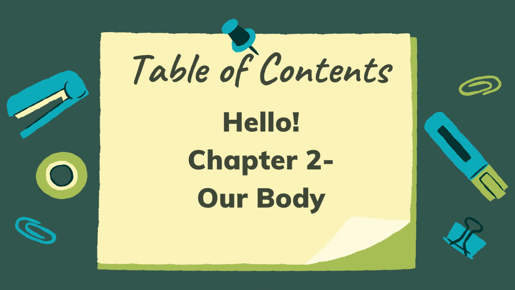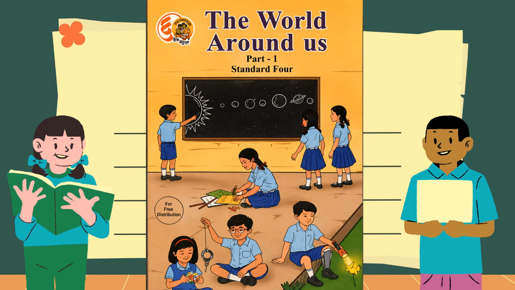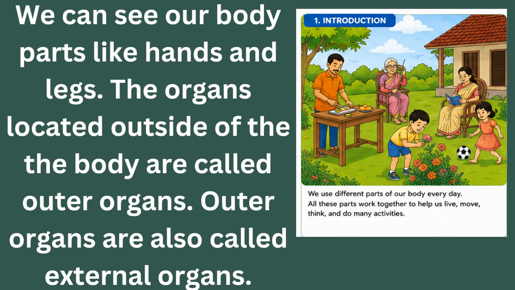Chapter 2 of EVS, our body. We can see our body parts like hands and legs. The organs located outside of the body are called outer organs. Outer organs are also called external organs.